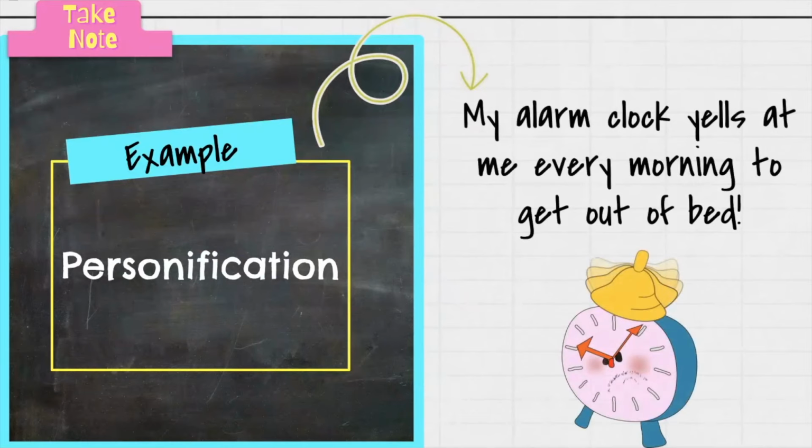So here's an example. My alarm clock yells at me every morning to get out of bed. Obviously the alarm clock can't yell because it doesn't have a voice, but you get the point of what the reader is feeling, not the reader, the character is feeling when the alarm clock is yelling at them. So we're giving human characteristics to something that's not human.